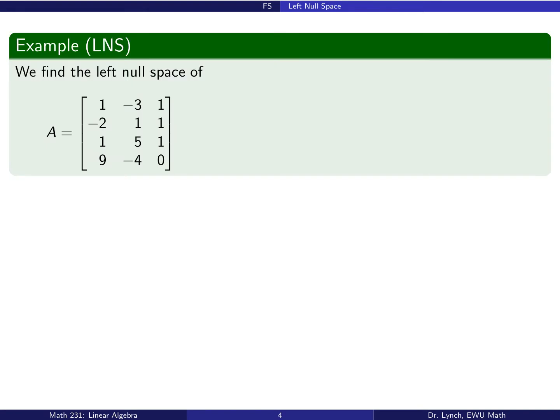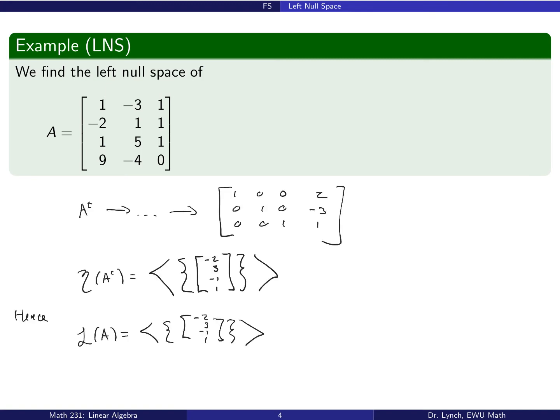Okay, so here's an example. Let's go ahead and find the left null space of this matrix A. We see that A transpose has the following reduced row echelon form. We can identify that x4 is a free variable. We can identify that there are 3 pivots, right? So there should be n minus r equals 1 vector in the null space. Here's that 1 vector, minus 2, 3, minus 1, 1. So the left null space of A similarly is the span of the set of vectors containing that 1 vector, minus 2, 3, 1, minus 1.